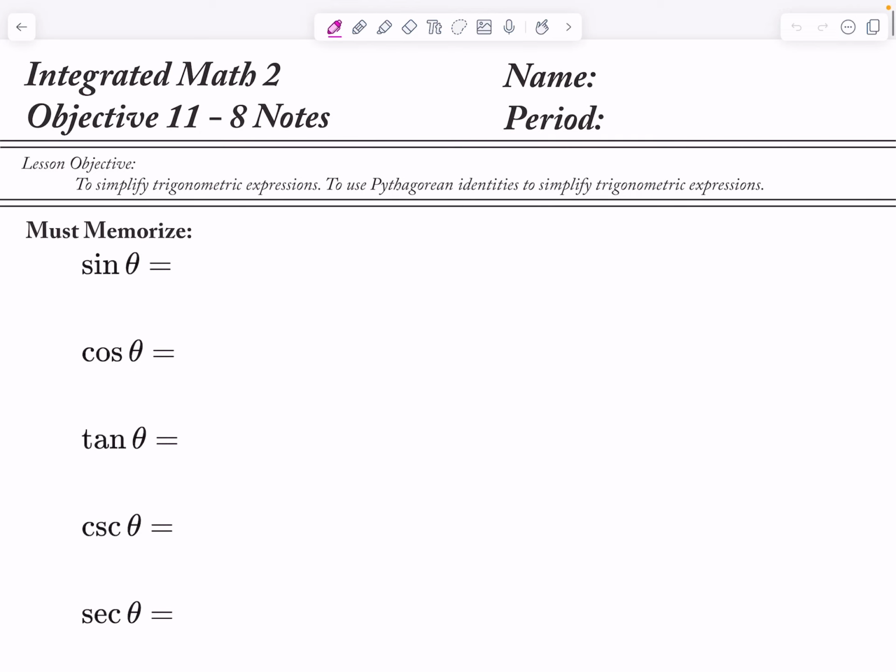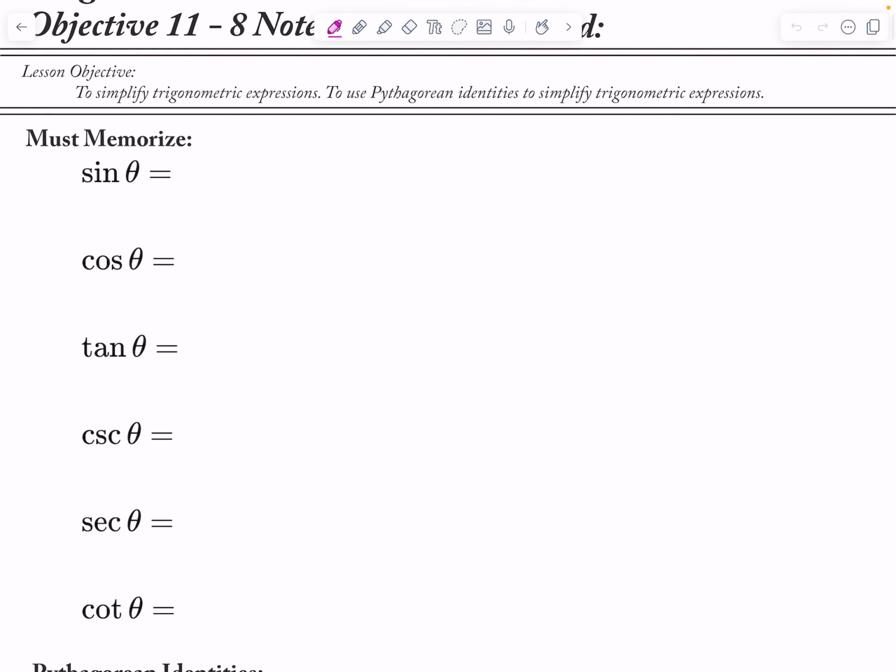Okay, so let's go ahead and take a look at this section. This section is using some basic Pythagorean identities in order to simplify expressions. An expression is different from an equation because an equation has an equal sign and an expression does not.